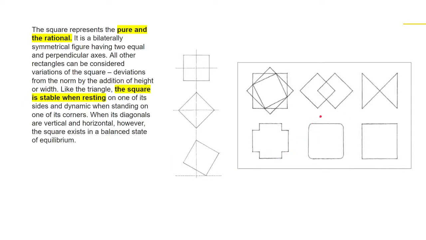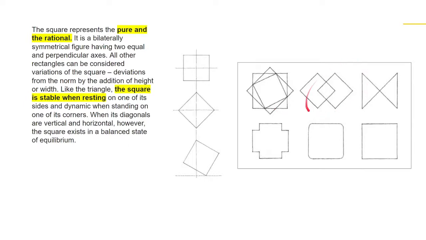So these are different representations of the square and its composition. You have the intersection and interrelation of squares in different orientations.